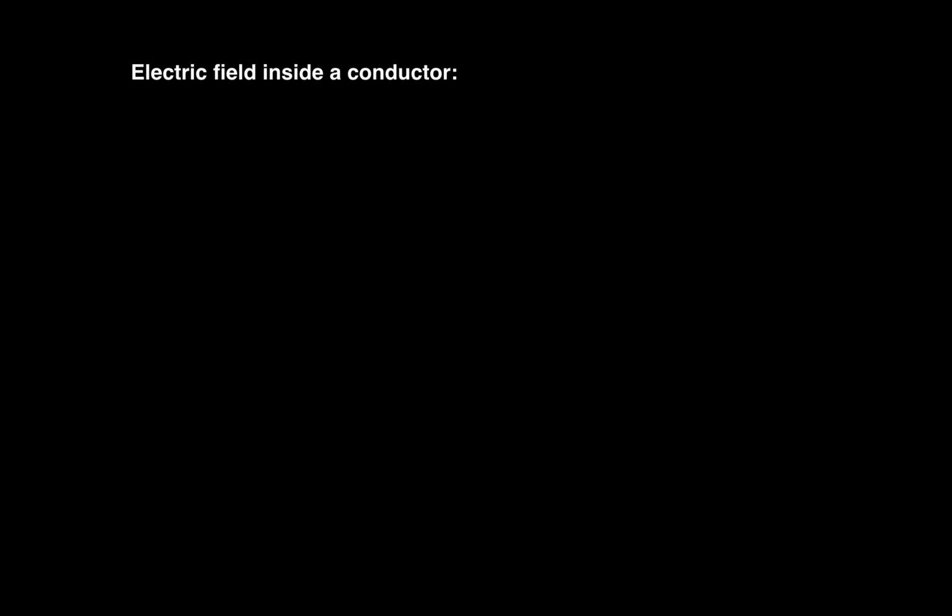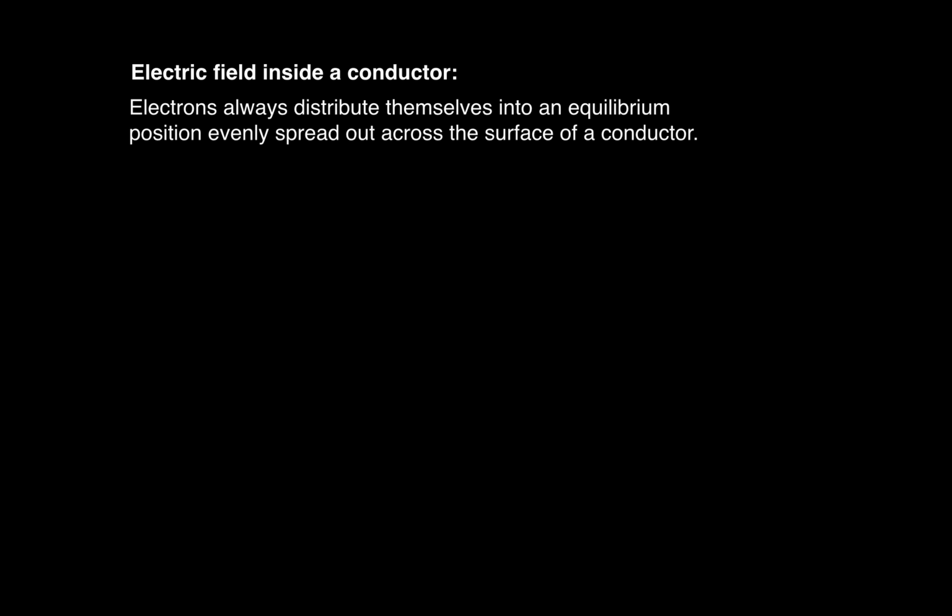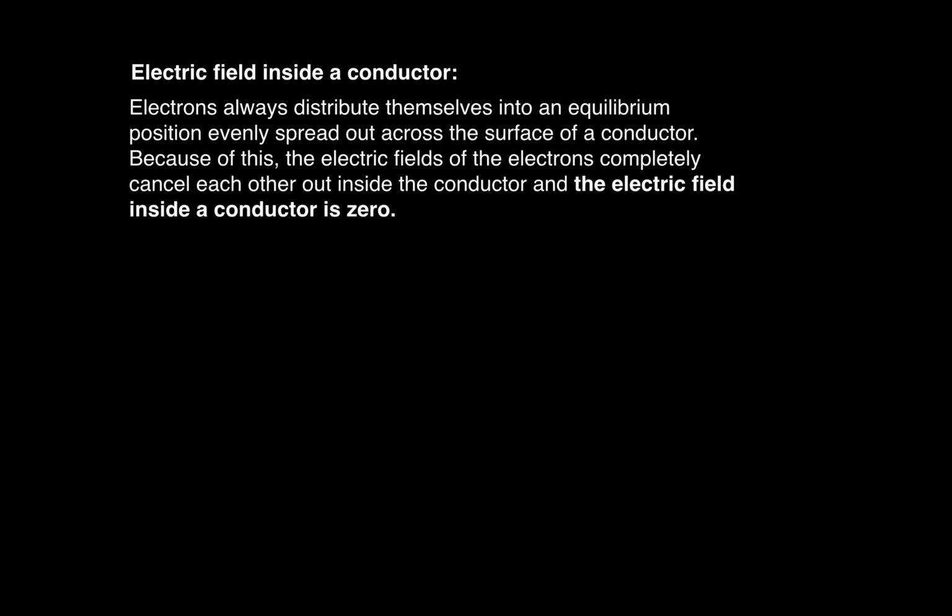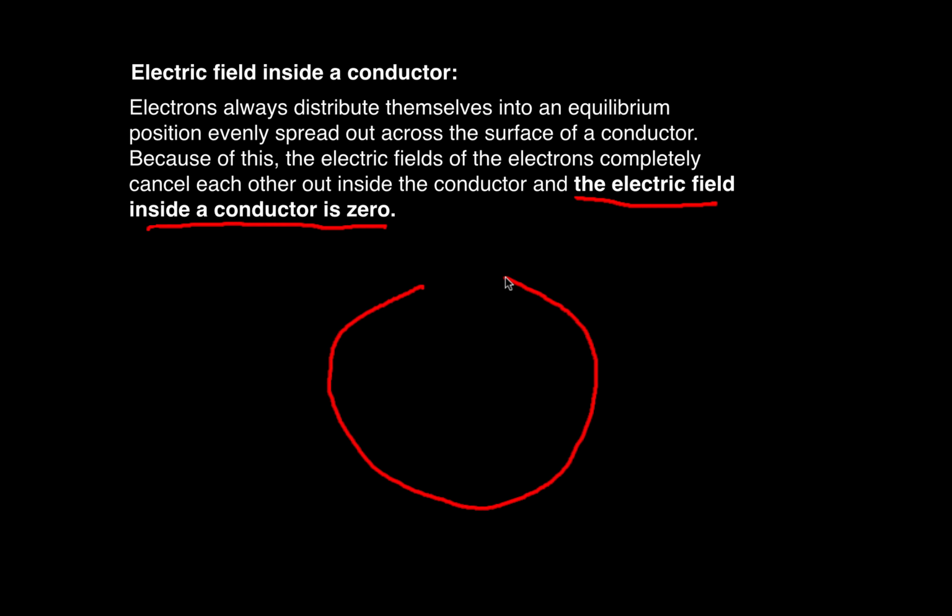Inside a conductor, the electric field is quite unique. Since electrons always distribute themselves into an equilibrium position, evenly spread out across the surface of a conductor, the electric field of the electrons completely cancels each other out inside a conductor, and the electric field inside a conductor is zero. So, for example, if you have a large spherical conductor, we know that the electrons will evenly spread themselves out, equally spaced along the surface.